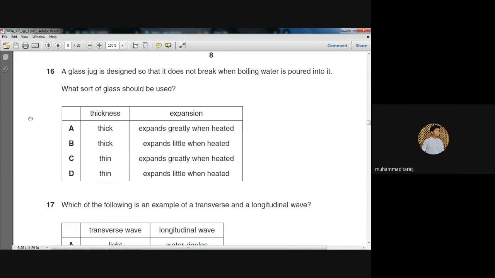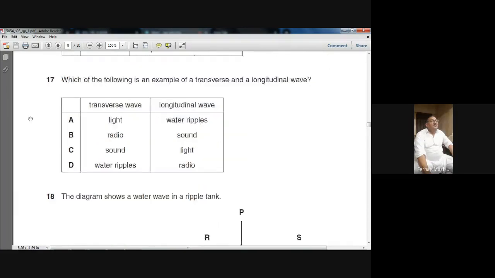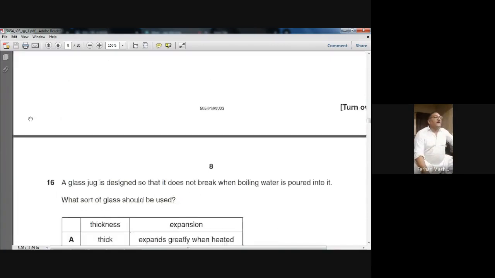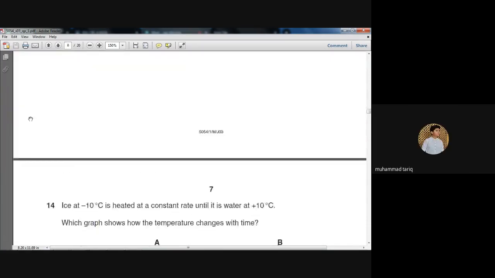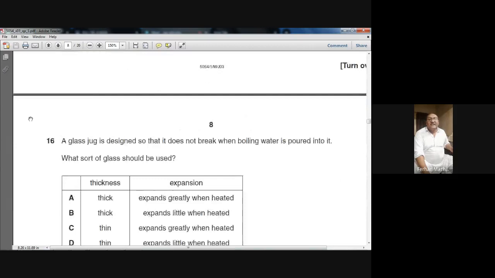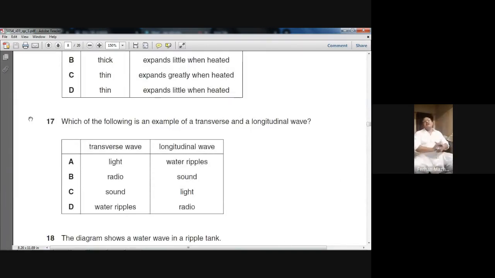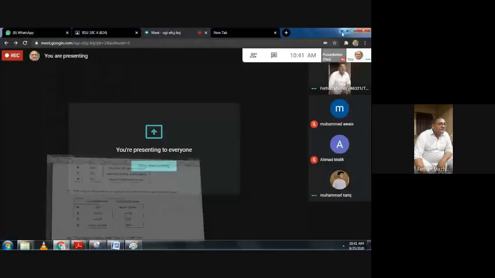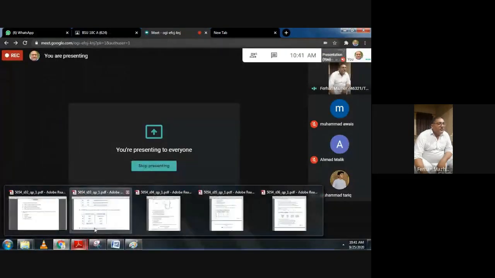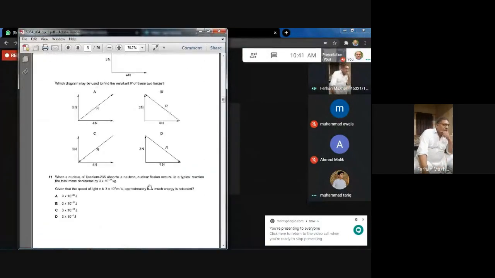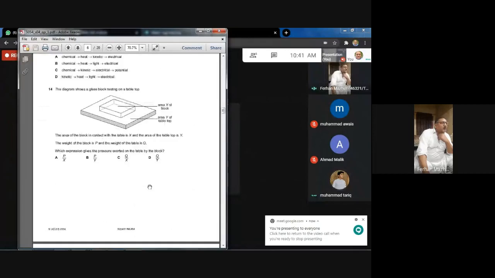So the next question is on waves. Okay, so that's it for the summer 2003 paper. We have done how many questions? I think 13, 14, 15, and 16. So they were related with heat. So that was the summer 2003 paper. Now, here we have the summer 2004 paper.